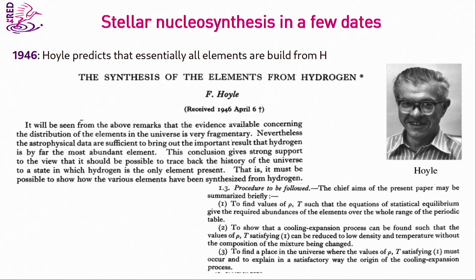And he said that the procedure to be followed is the following. The chief aims of the present paper may be summarized. Find the value of density and temperature such that equations of statistical equilibrium give the required abundances of the elements over the whole range of the periodic table; show that a cooling expansion process can be found such that the value of density and temperature satisfying the first hypothesis can be reduced to low density and temperature; and find a place in the universe where the actual values of density and temperature satisfying this must occur.